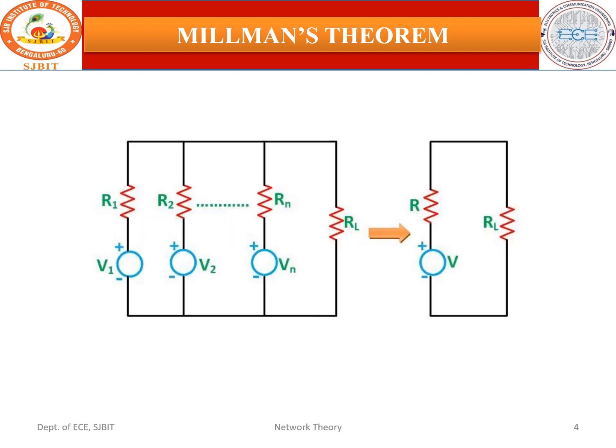This is the circuit diagram. Here a number of voltage sources like V1, V2, V3, etc., Vn with internal resistance R1, R2, R3, etc., Rn are connected in parallel with a load resistance RL. This can be replaced by a single voltage source V in series with the resistance R, and the load resistance will be connected across the load terminals.